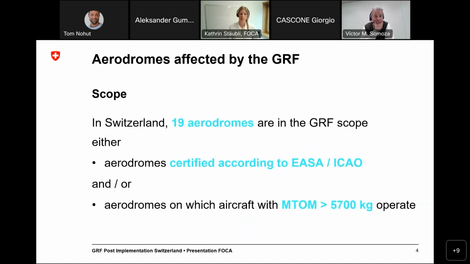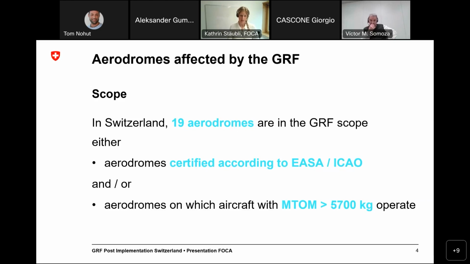So the scope for the affected GRF aerodromes, here you see the criteria. The first criteria was that all the certified aerodromes, certified according to EASA or ICAO, which means there are 13 certified aerodromes, are all in the scope of the GRF.